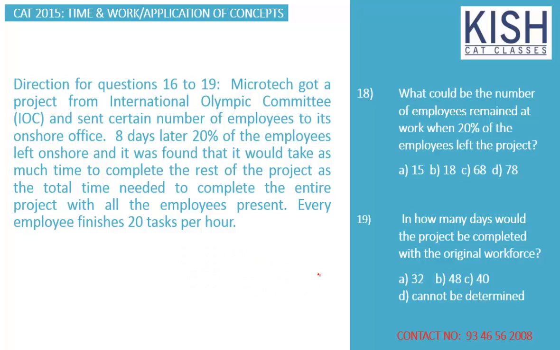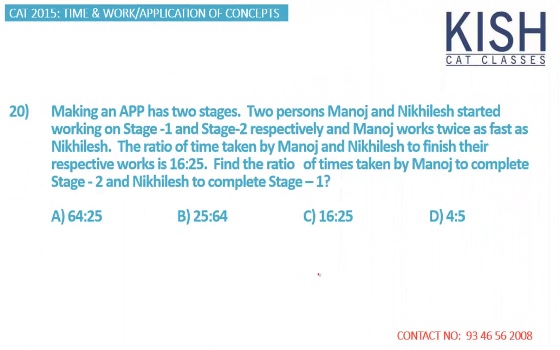Next one. Let's solve the remaining 5 questions. Making an app has 2 stages. 2 persons, Manoj and Niklesh, started working on stage 1 and stage 2 respectively, and Manoj works twice as fast as Niklesh. The ratio of time taken by Manoj and Niklesh to finish their respective works is 16:25. Simple, the efficiencies are given.